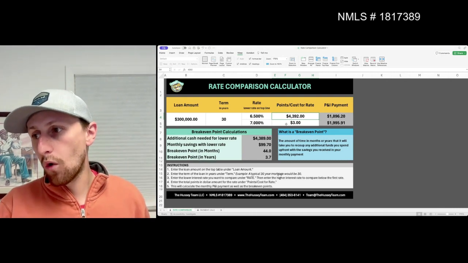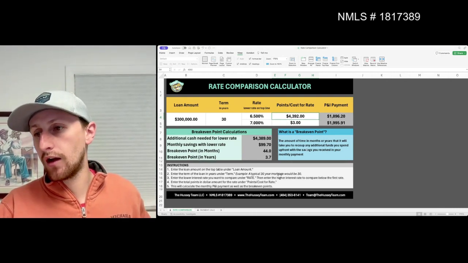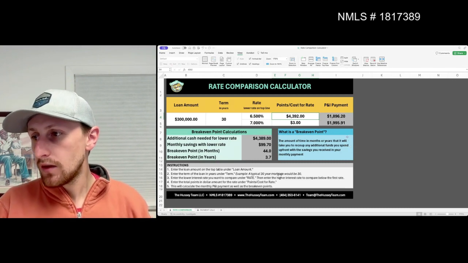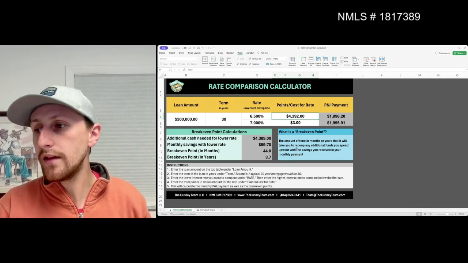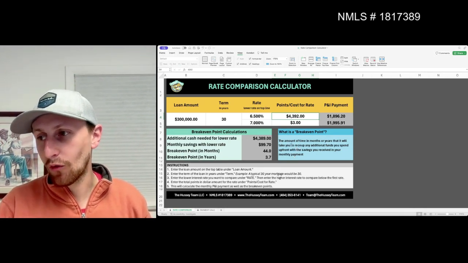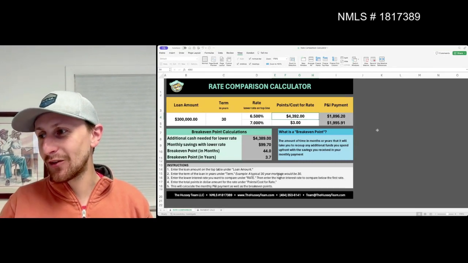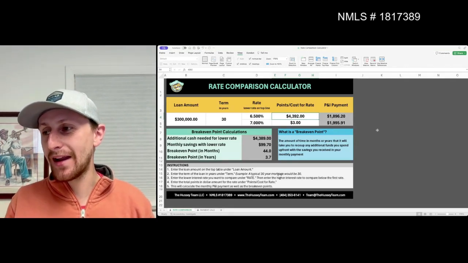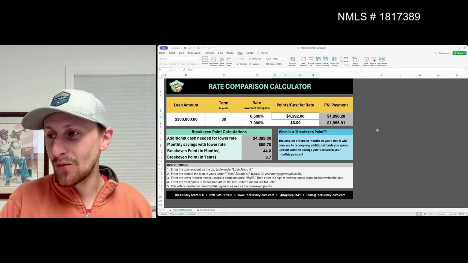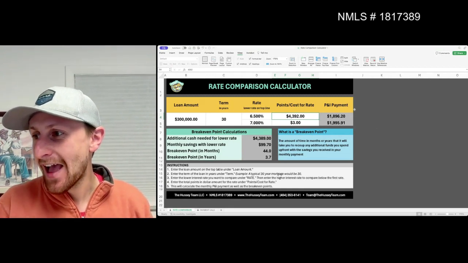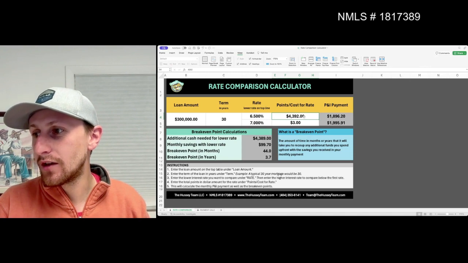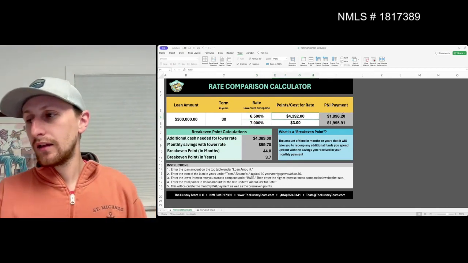So that is where what are called break-even points come into play. So in the second two buckets down here, you can see we break out some information to help you make your decision of what interest rate to pick. So what is a break-even point? A break-even point, I'm just going to read from the screen here, is the amount of time in months or years that it will take you to recoup any additional funds you spend upfront with the savings you receive in your monthly payment. So that was a lot of words, but what it is, it's how long is it going to take you to make back this $4,392 that you're paying for the 6.5% with any savings that you're getting in your monthly payment.